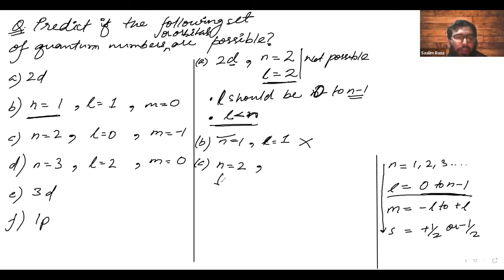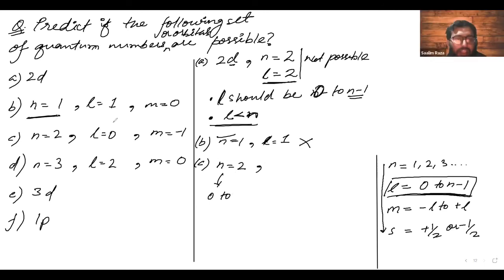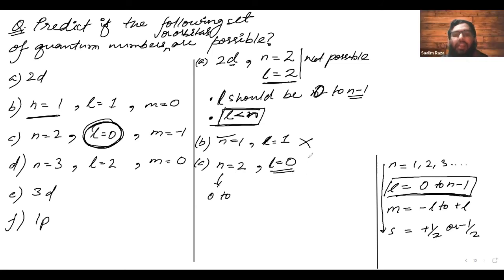Why? Tell me why. This is the criteria. Because L should go from 0 to n minus 1, and here it is n minus 2. This is 0. So it is possible, right? It should not be minus, it should be only less than. Okay, so it is possible.